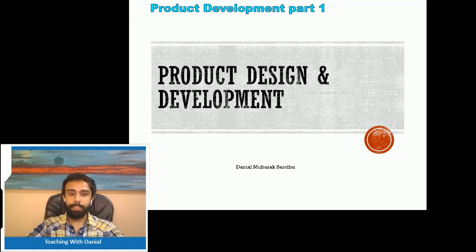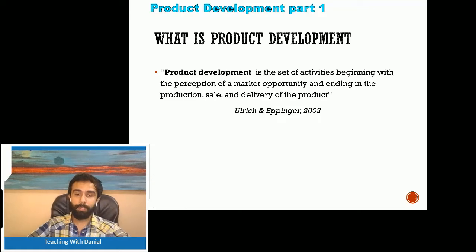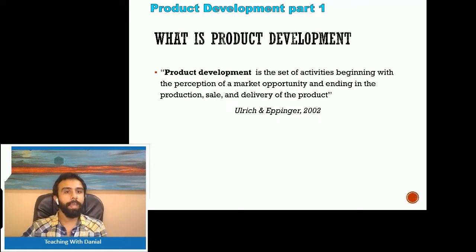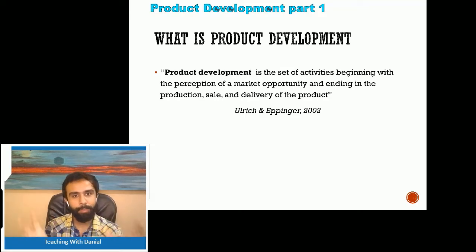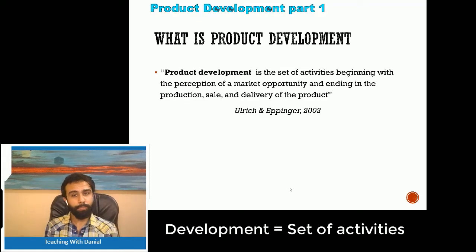Now coming to the second slide, which gives a definition by the experts: product development is the set of activities beginning with the perception of the market opportunity and ending in the production, sale, and delivery of the product. It's a very fancy definition. Let's not go into the specific details, but because it's development, it means it's a set of activities.